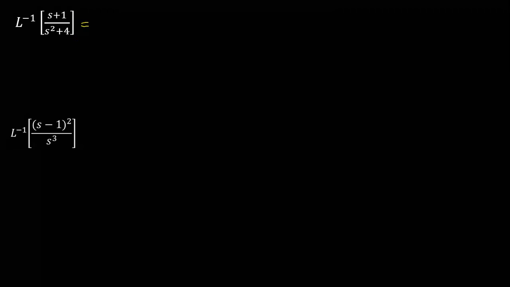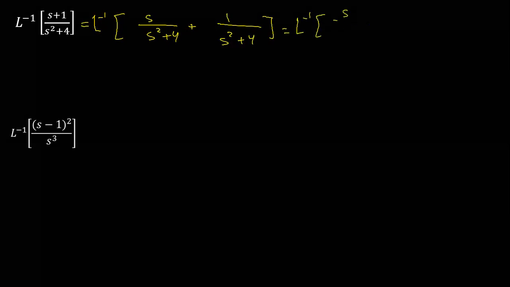Any step? We can separate the fraction into two fractions. Yes, let me separate my fraction into two fractions. So the Laplace inverse of S over S squared plus 4, plus 1 over S squared plus 4. Great. Now I have the inverse of a summation. That means it is the inverse of the first, which is S over S squared plus 4, and the inverse of the second, which is 1 over S squared plus 4. Am I right here? Now please check your table. Can we find this in our table?